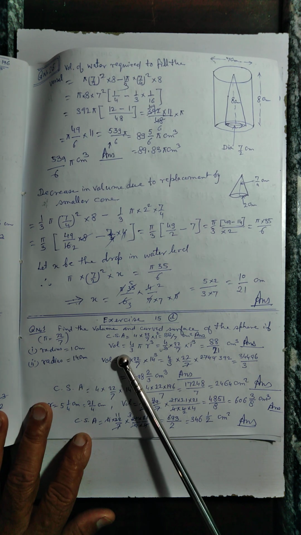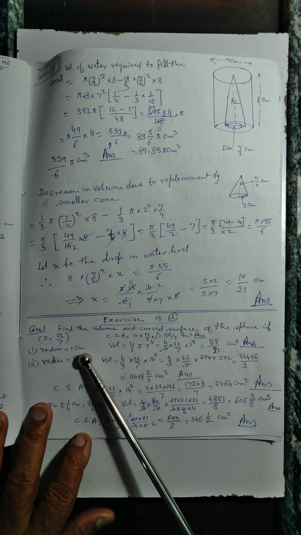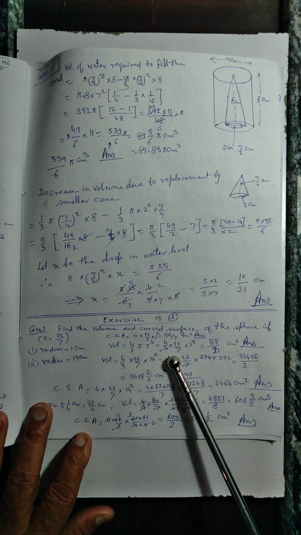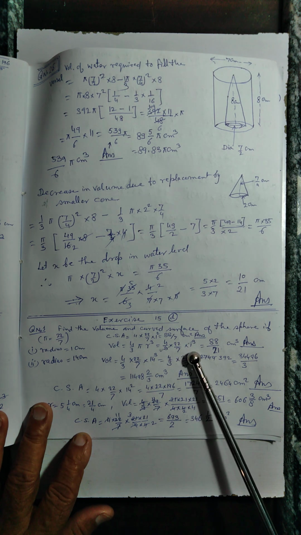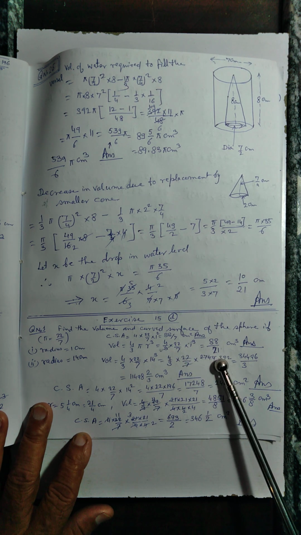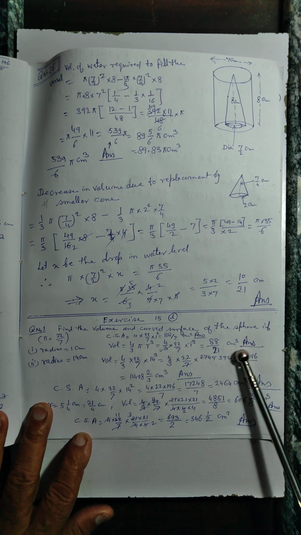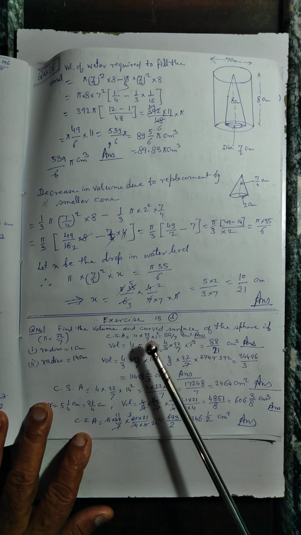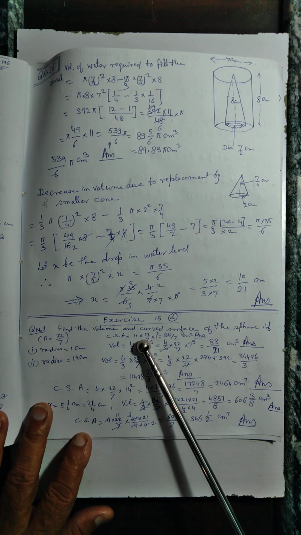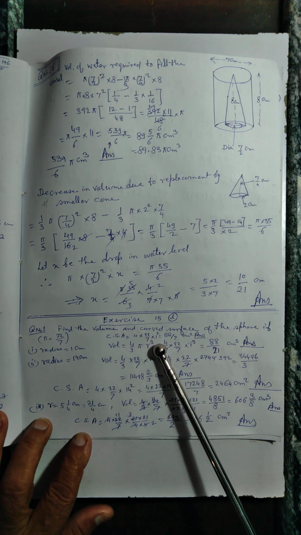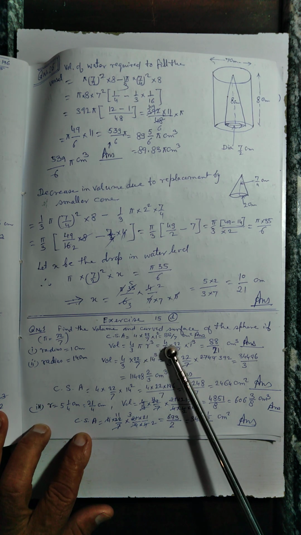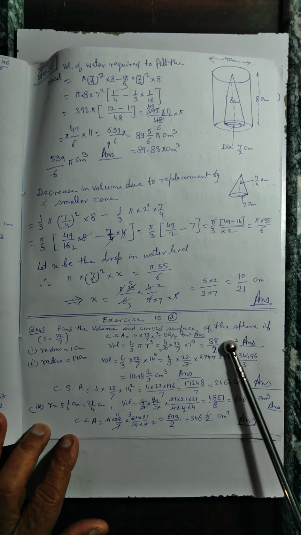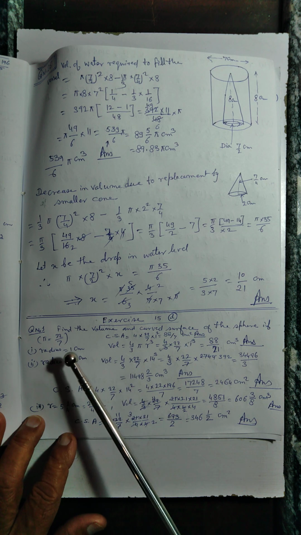So the volume will be equal to, radius is 1 centimeter given in the first part, that is 4/3 into pi r cube, 4/3 into 22/7 into 1 cube, that will be equal to 88/21 centimeter cube. And the curved surface area will be equal to 4 pi r square. So 4 into 22/7 into 1 square, and it will be equal to 88/7 centimeter square. These are the two answers of the question number 1, first part.